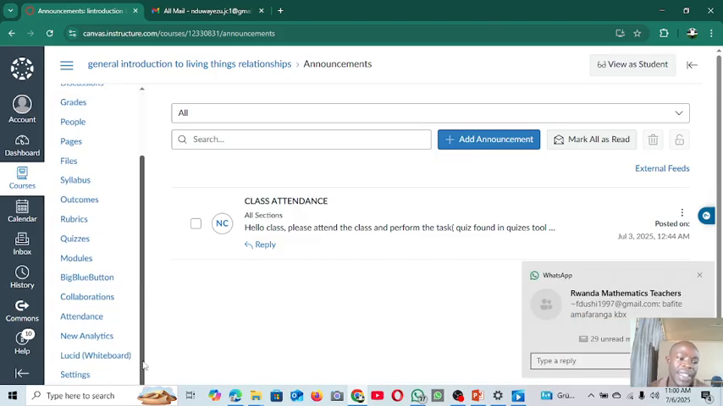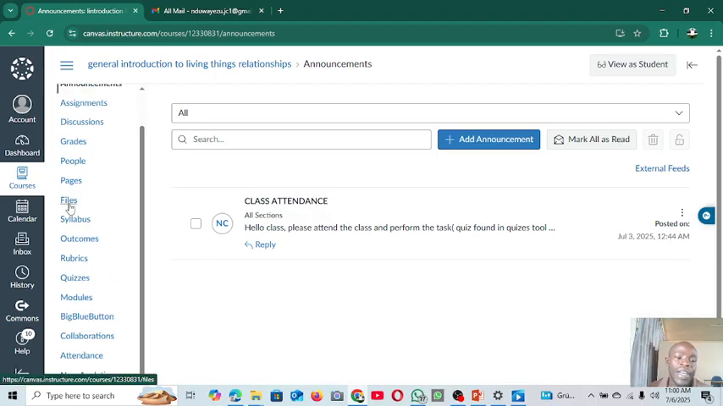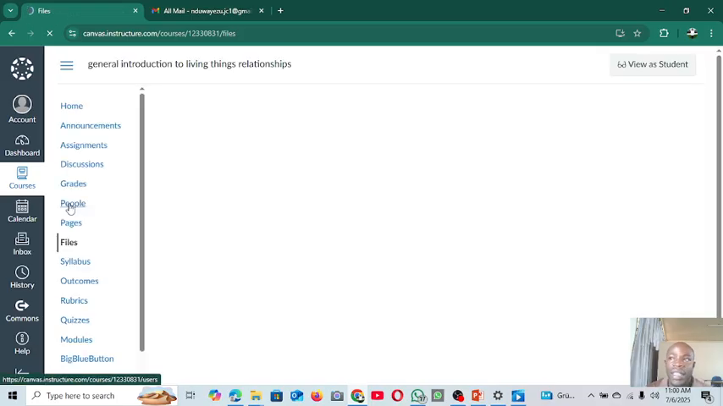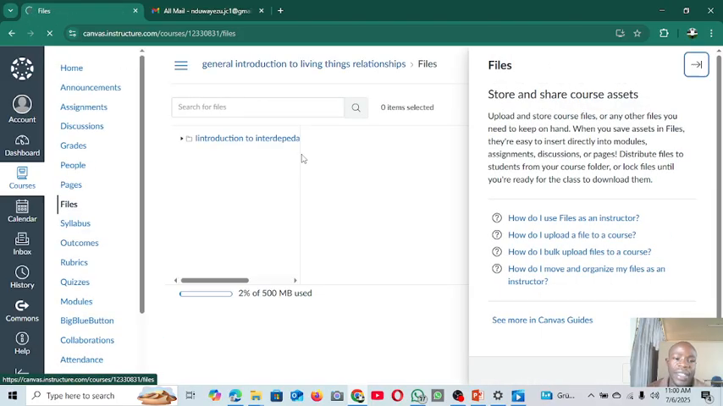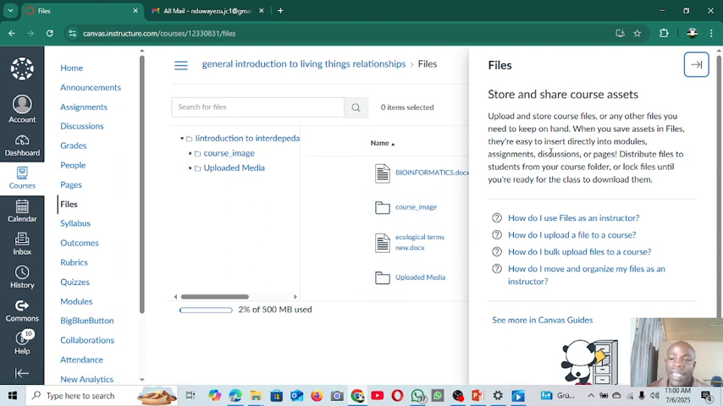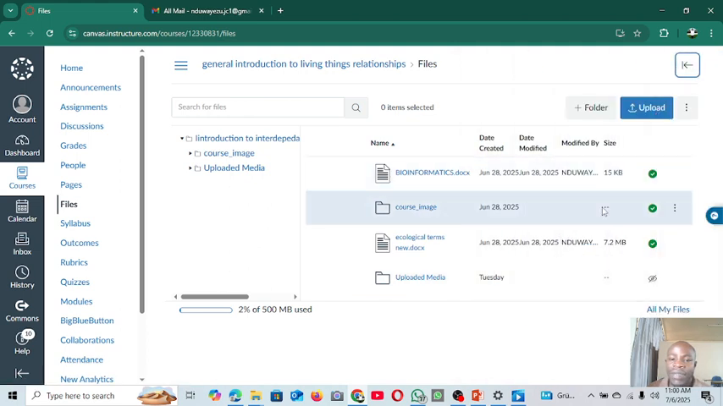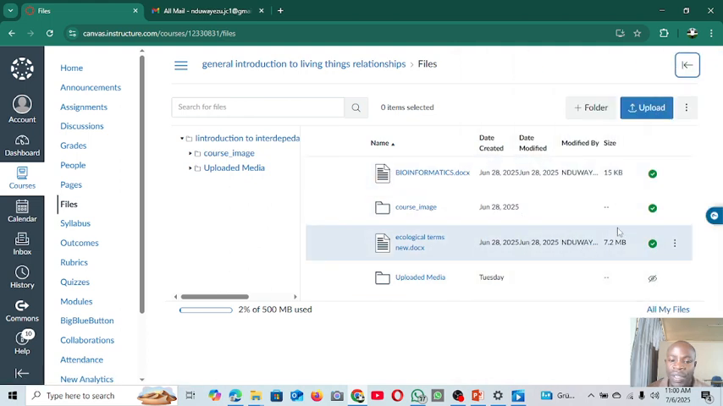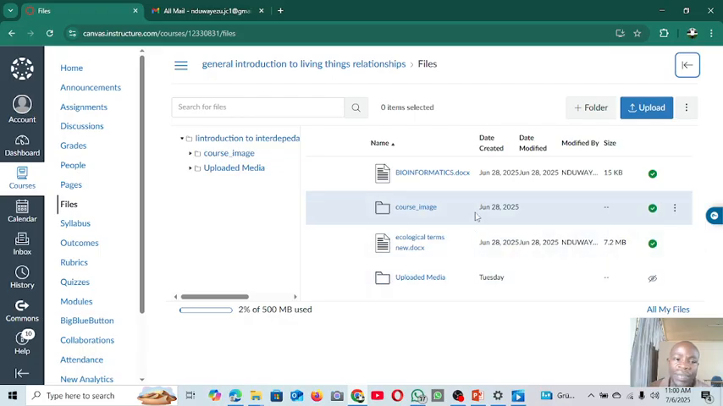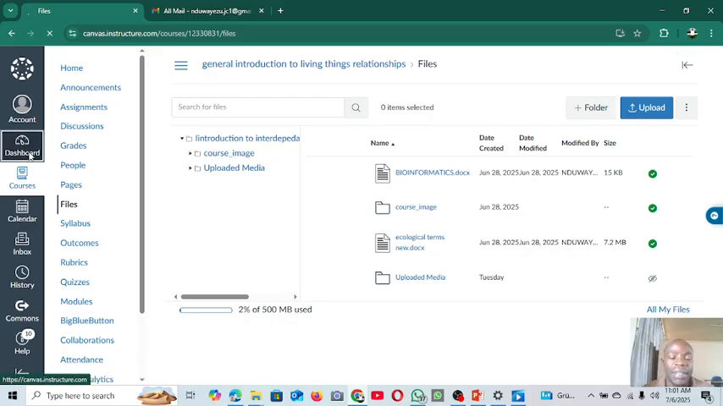I even provided different files that learners may use. These are different information sources. I used ecological terms during learning and teaching periods.